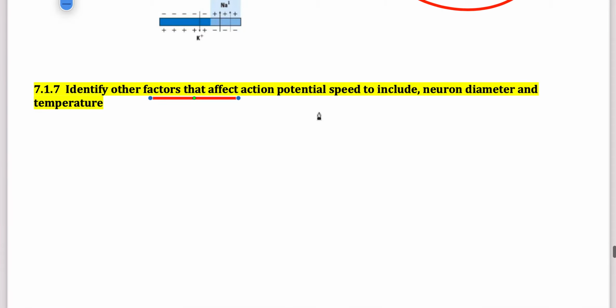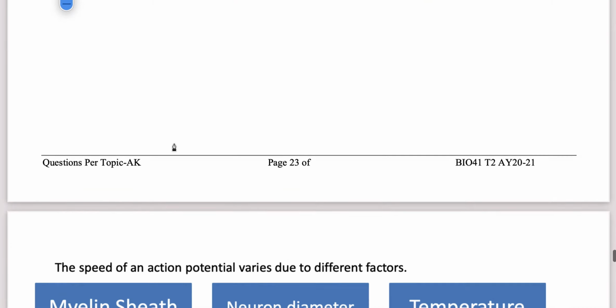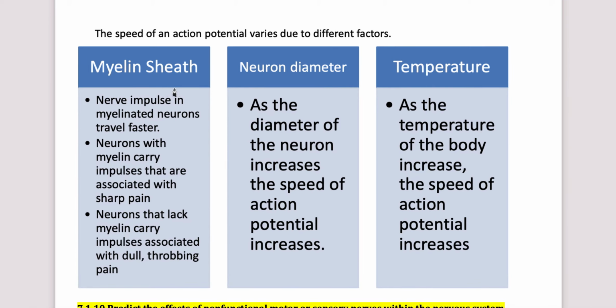What are the factors that affect the speed of the action potential? They are the neuron diameter, temperature, and myelin sheath. So if you look at this table, you can easily say that the speed of the action potential increases as the thickness of the myelin sheath increases, as the diameter of the neuron increases, as the temperature increases. So mostly whenever we have a sharp pain, our myelinated neurons are working, and when we have a dull pain, our non-myelinated neurons are working.